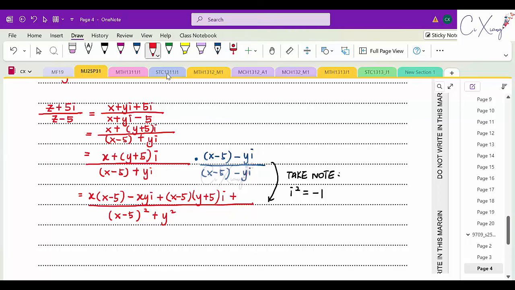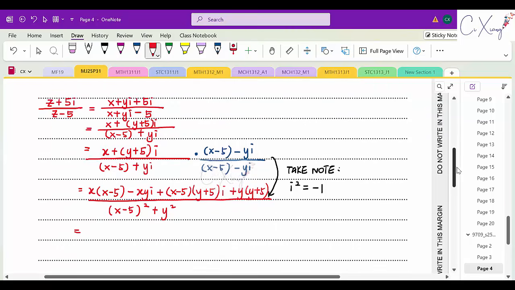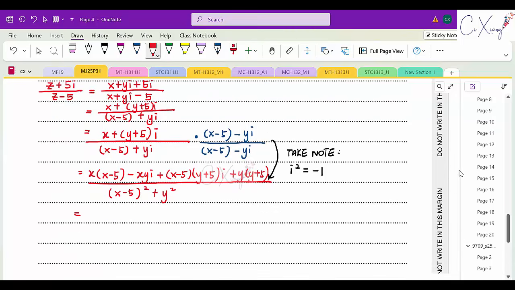Minus or plus y plus 5, then i squared. Now I simplify, it becomes positive. So this one looks so complicated, right? Because I want to compare with a plus 0i, since the fraction here is a real number, what I do is separate the real part and the imaginary part.